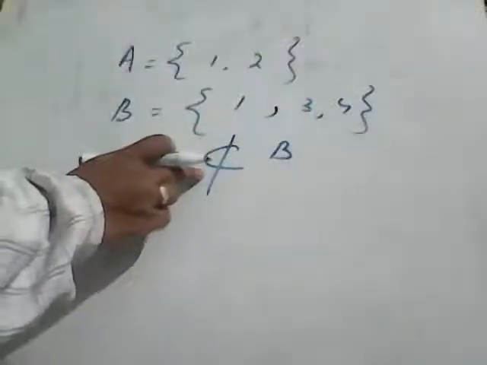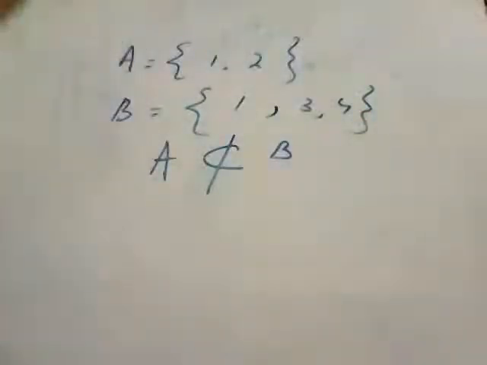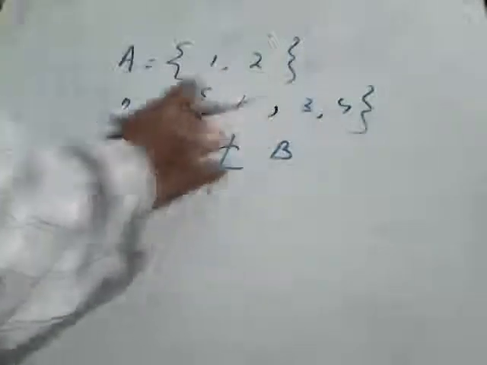This is the symbol for not a subset. Just like belongs to, does not belong to, similarly subset, does not subset. A is not a subset of B.